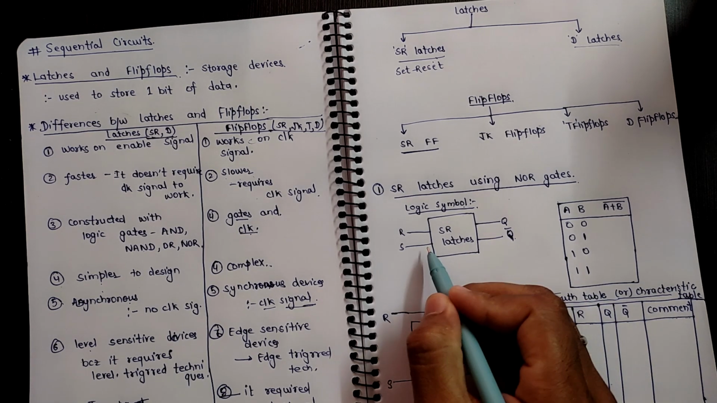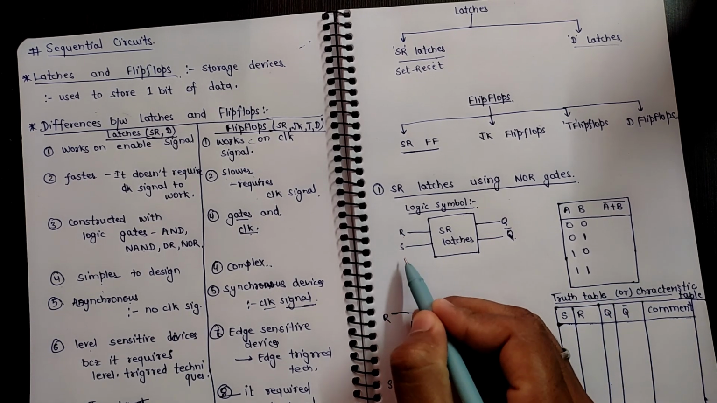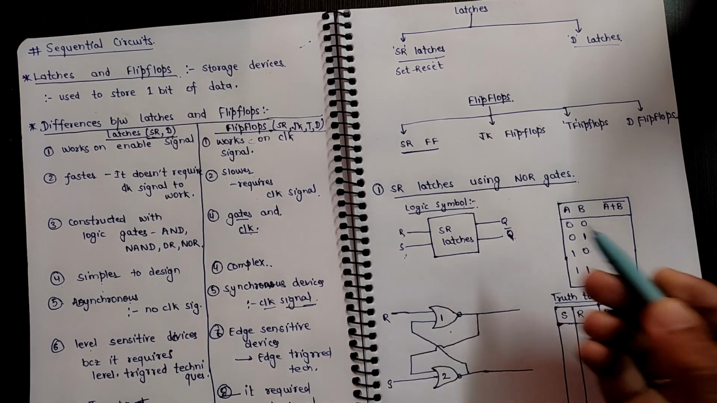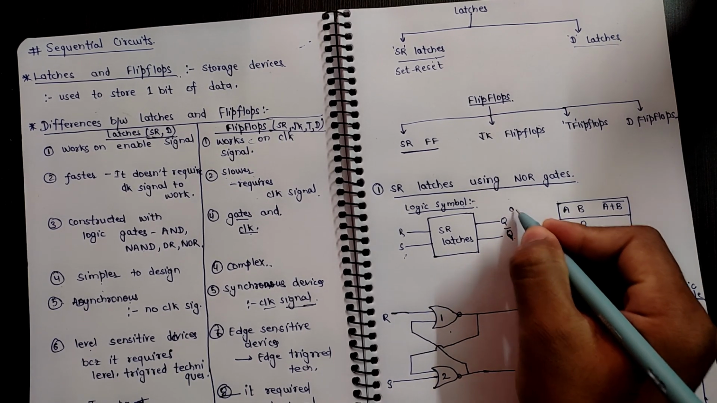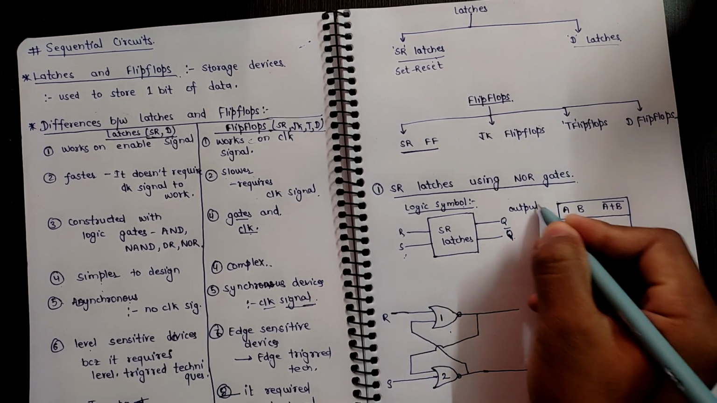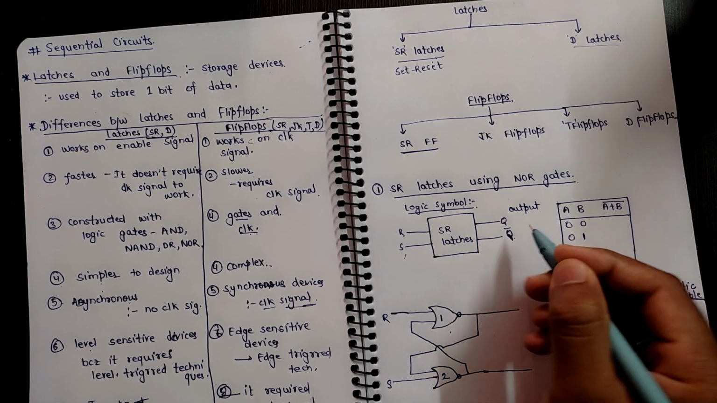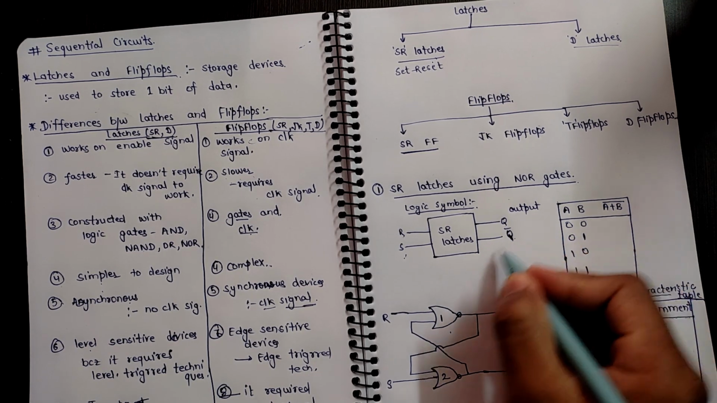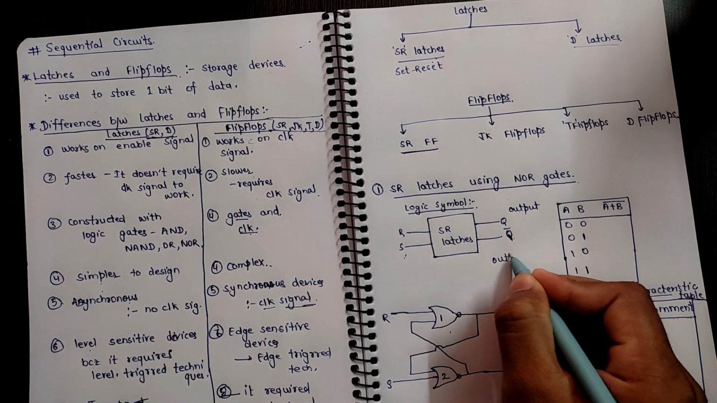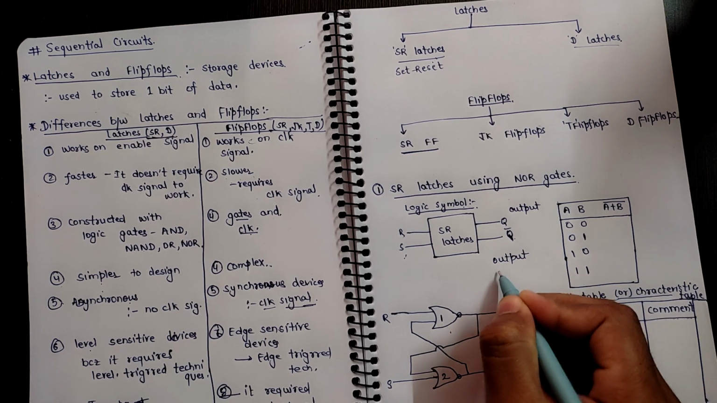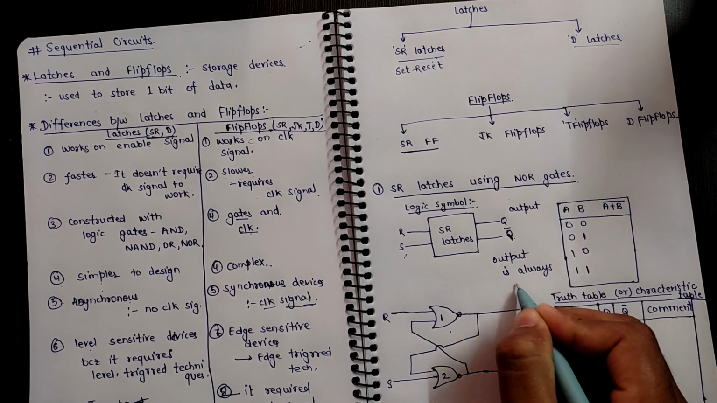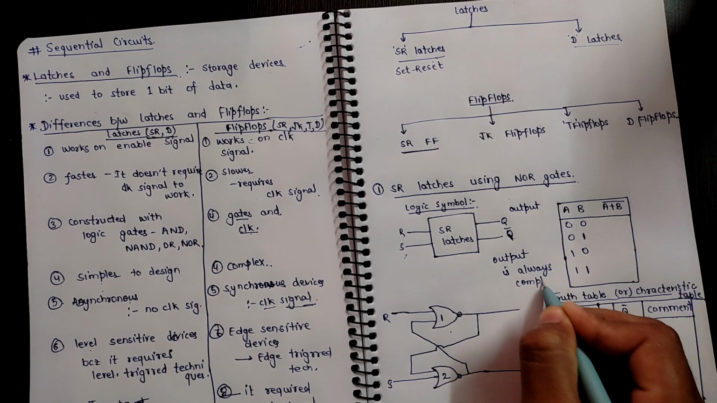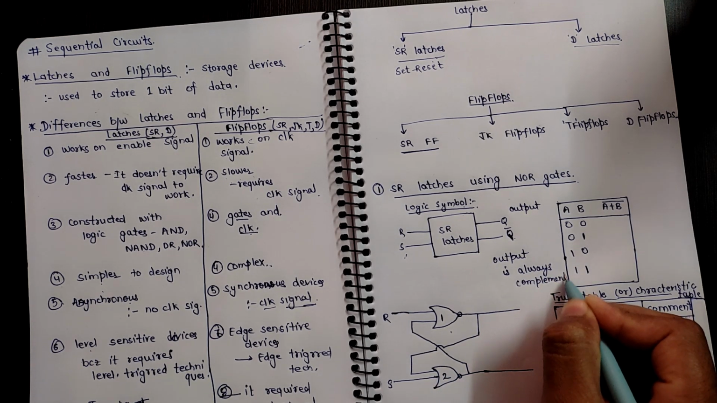So talking about the logic symbol, we have two inputs R and S, that is reset and set, and it will pass through the SR latch and will give the output. What it will give? It will give the output as Q and Q bar. First remember the first thing, that the output, second output is always complemented, means the both are complement of each other.